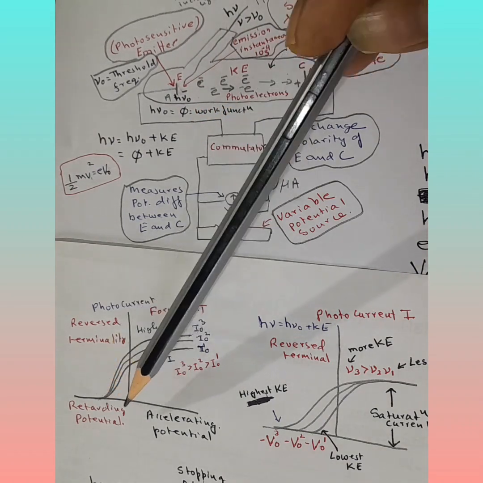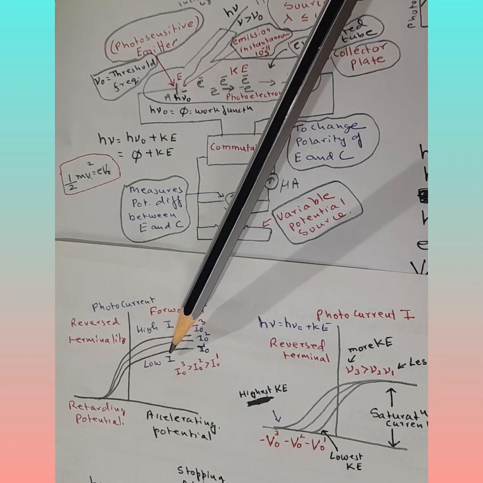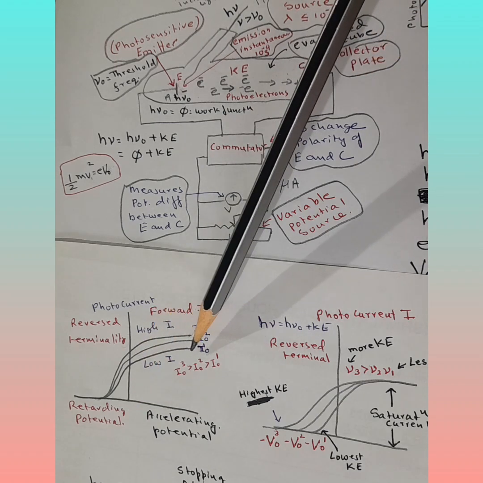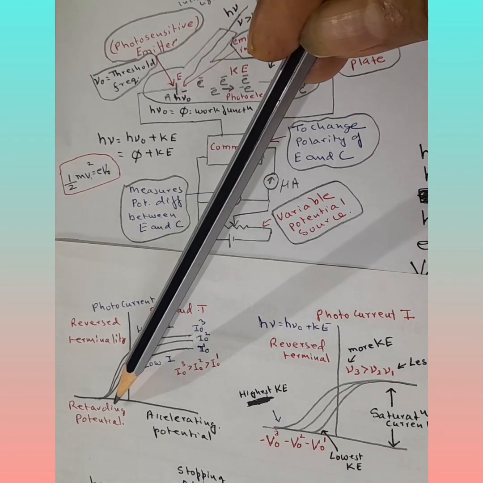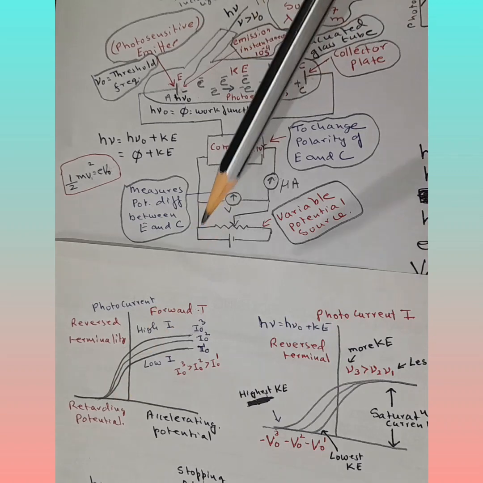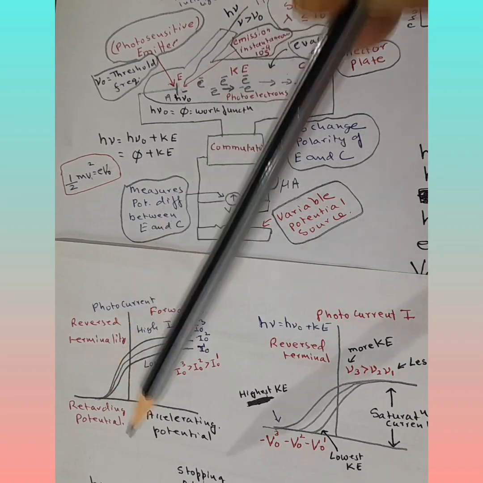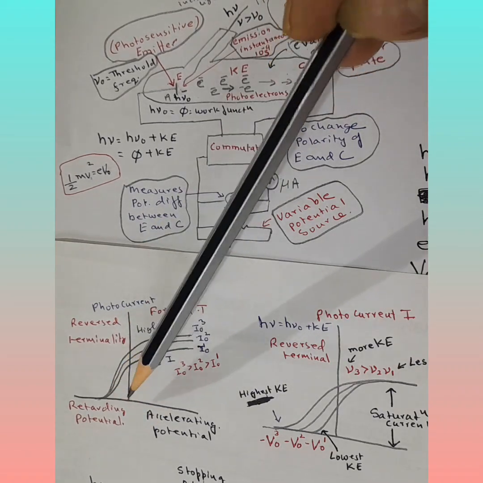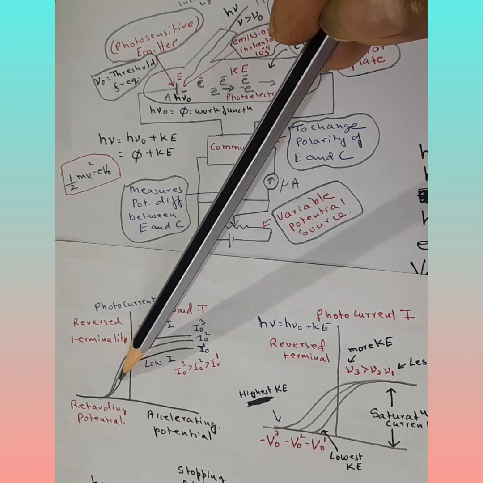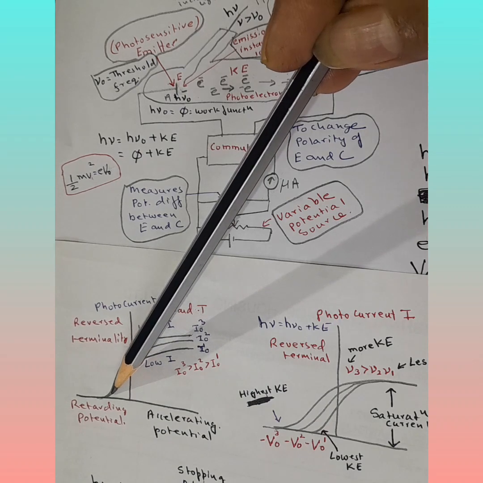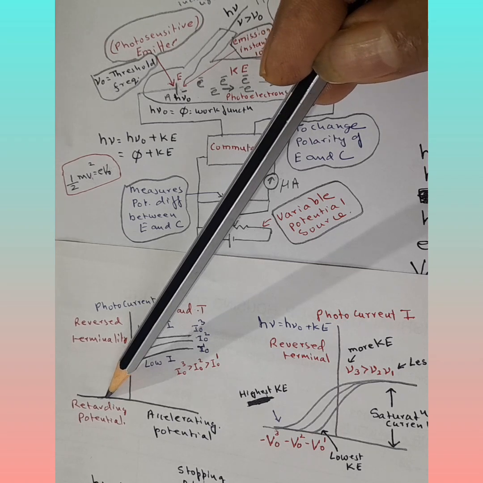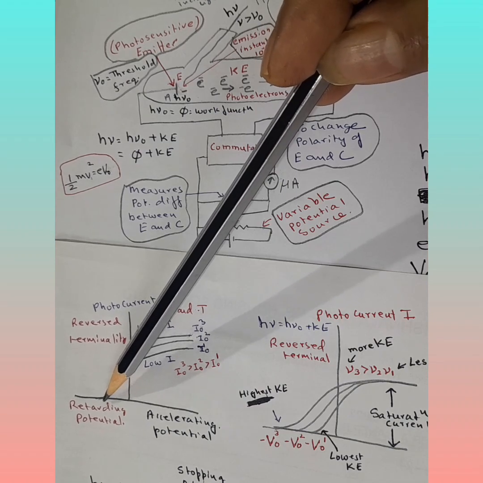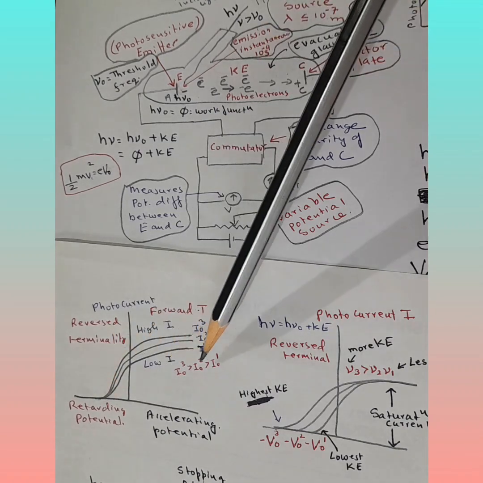So what do we find? Let's take the lowest intensity. What we find is that as we keep on increasing the retarding potential, the current keeps on decreasing, and at a particular point we find no current. That potential is our stopping potential, for this intensity.